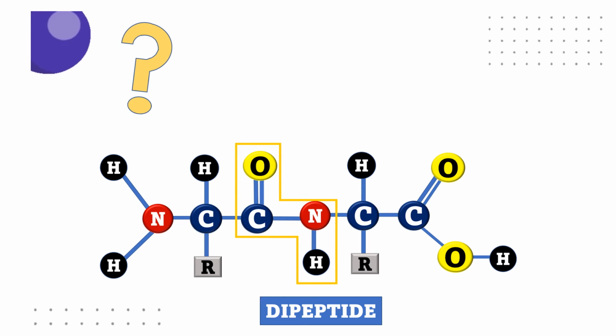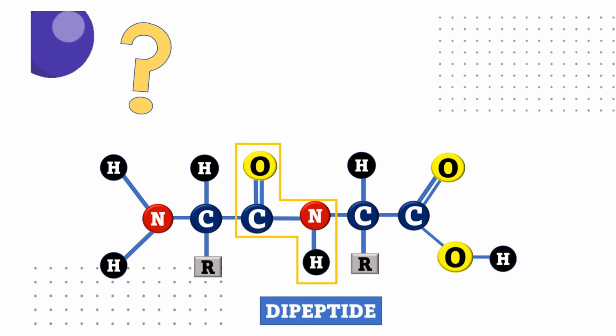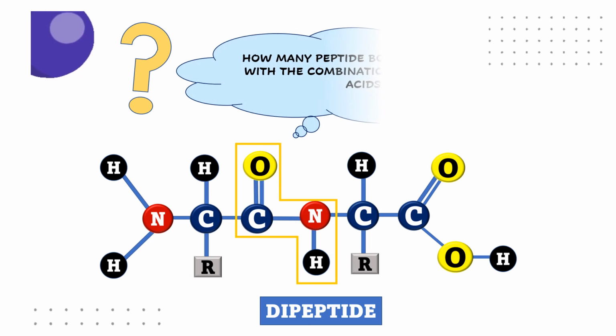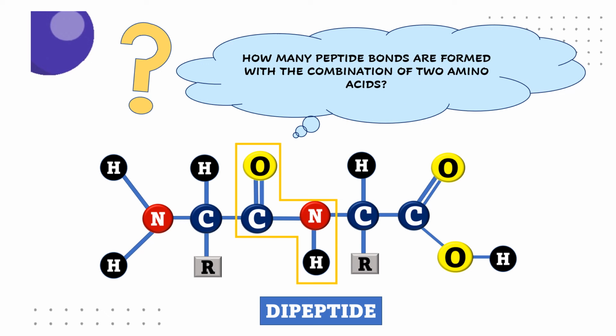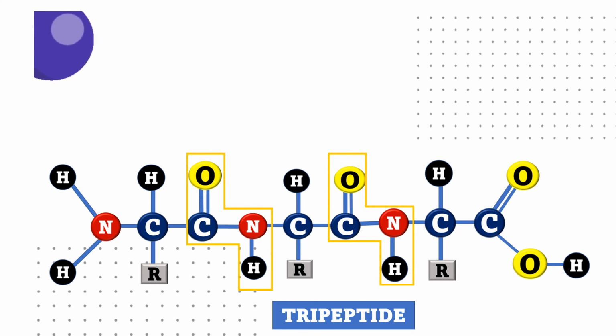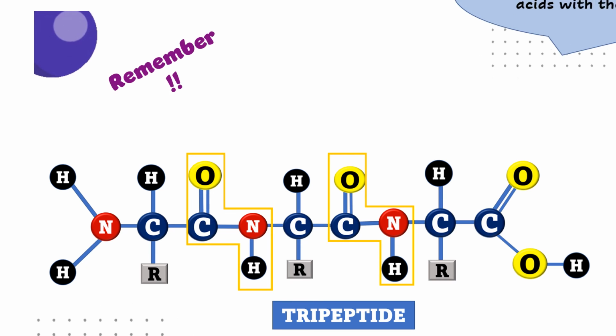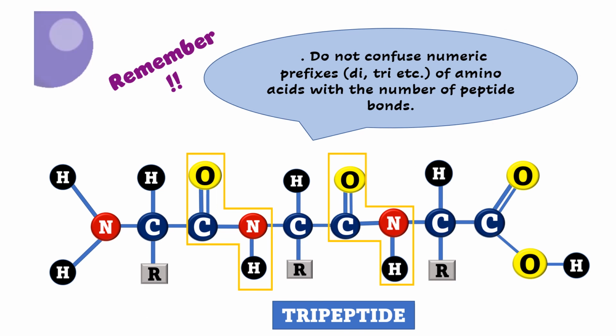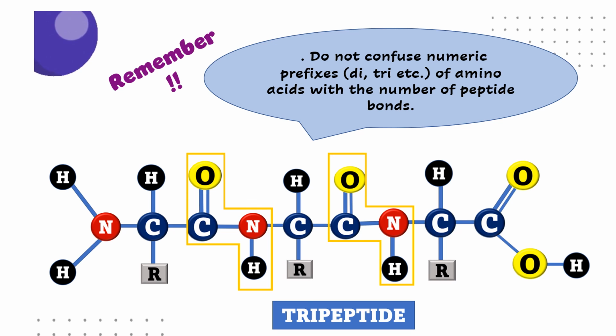So now as you all know what a peptide bond is and how it's formed, try to answer this question. The answer is 1. Even though the structure you see represents a dipeptide, the peptide bond present in it is only 1. Similarly, in the case of a tripeptide, 2 peptide bonds are present. Do not confuse numeric prefixes like di or tri of amino acids with the number of peptide bonds.